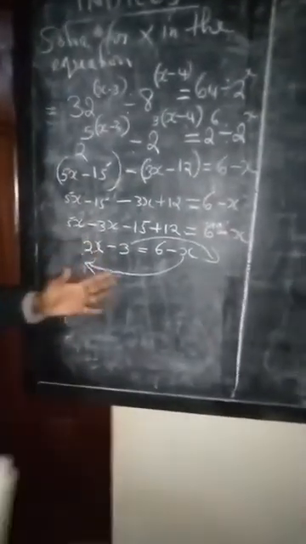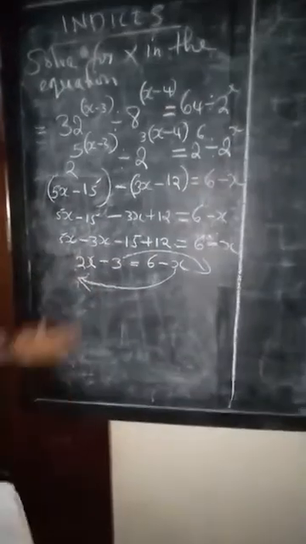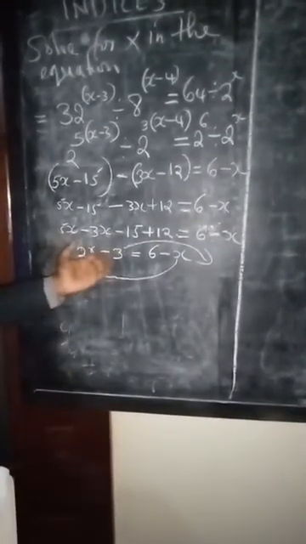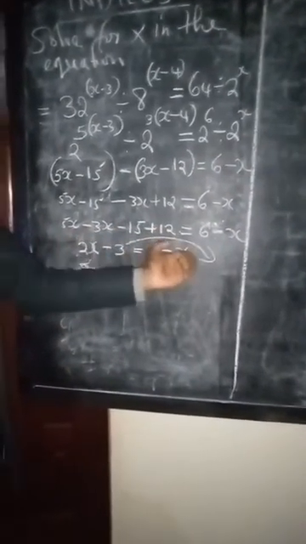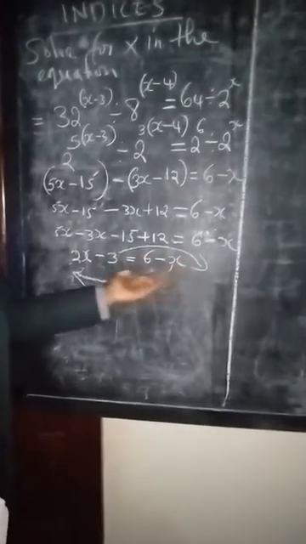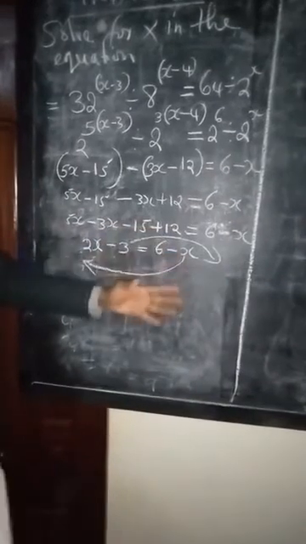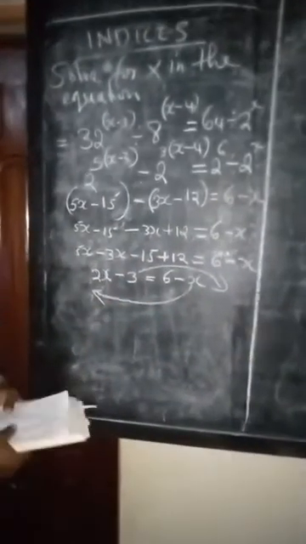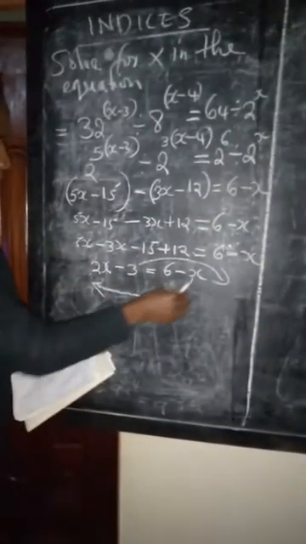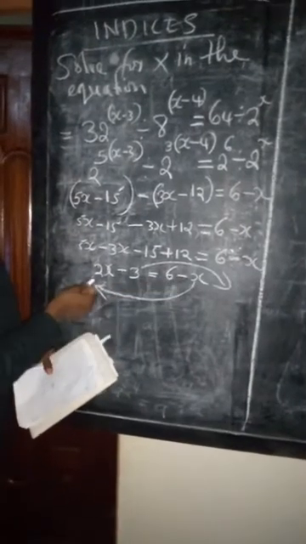But there is another way of solving it, such that we have 2x. If we want to eliminate 3, we can add 3. We add 3 on the other side. If on this other side we want to eliminate x, we just add x and add x on the other side. But let us use the shortcut. We have 2x. We take x to the other side, it was negative, so it becomes positive.